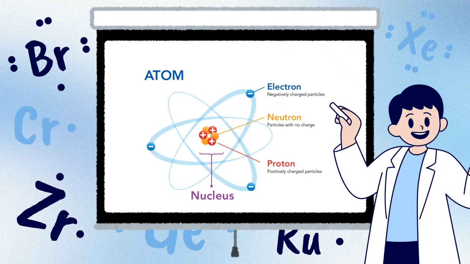Here you can see the structure of an atom, the dense nucleus in the middle with protons and neutrons and electrons orbiting around it. This tiny structure is what gives each element its unique identity.